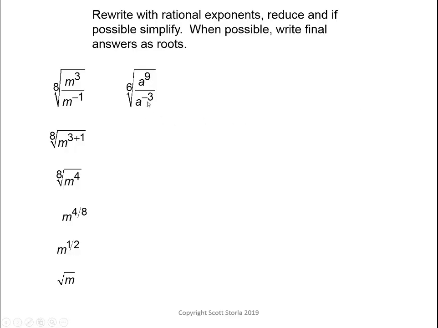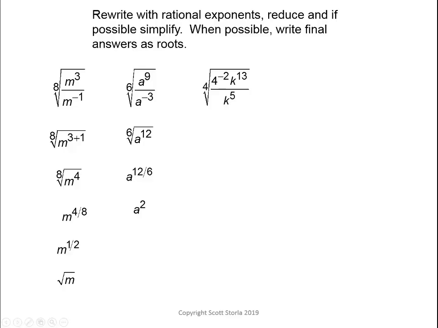I'd have to begin in the radicand. I have a common base of a, so I can keep the common base and subtract exponents. 9 subtract a -3 would be like 9 plus 3, or 12. I can rewrite this back as a with an exponent of 12/6, which reduces to 2. Here's another.